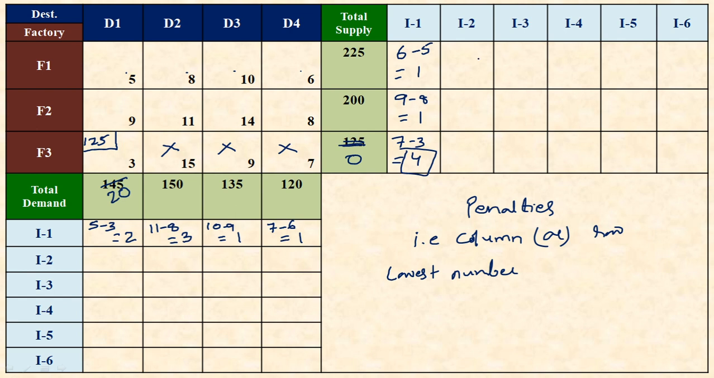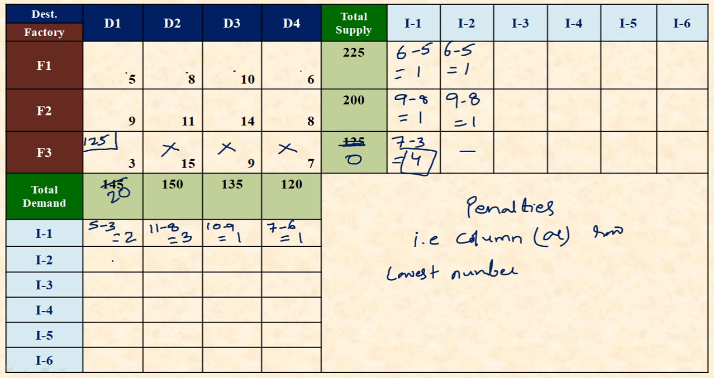Again we can do one more iteration, that is I2. Now draw the I2 in your notebook and see the first one. Start with the row. What is the lowest number? 5, and next best number is 6. 6 minus 5, that is equal to 1. In the second case, 9 minus 8, that is equal to 1. But in the case of F3, the total will become 0. That means no consideration.